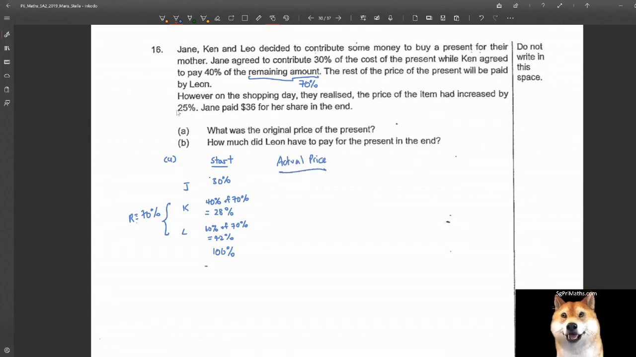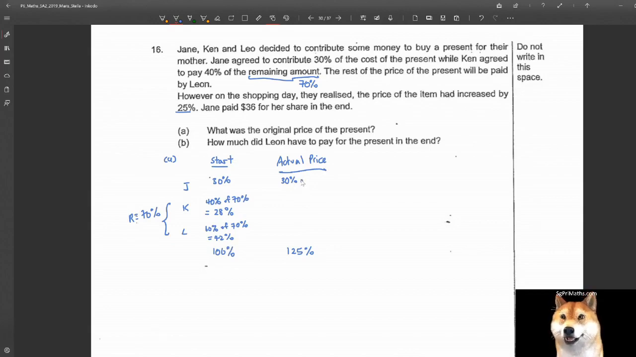Say it's 25%, so increase by 25%. So it should be 125% in the end for the actual price. Jane paid $36. So Jane wants to pay 30% of the cost. So we can use this to find the actual percentage that she paid. So the percentage of 125% is 30%. So we want to find what is the percentage of the original price they thought the item was.